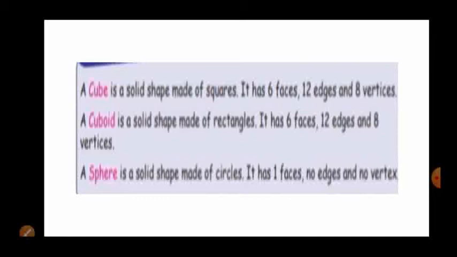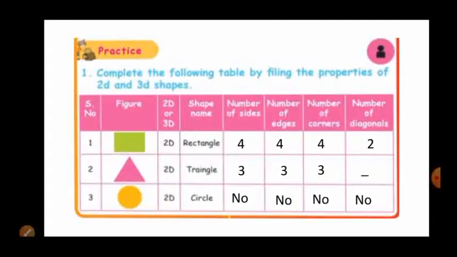A cube is a solid shape made of squares. It has 6 faces, 12 edges and 8 vertices. A cuboid is a solid shape made of rectangles. It has 6 faces, 12 edges and 8 vertices. A sphere is a solid shape made of circles. It has 1 face, no edges and no vertex.